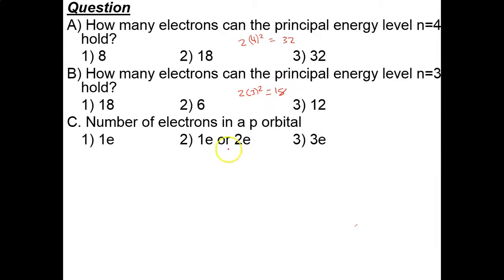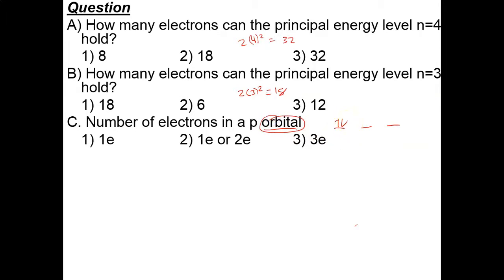Number of electrons in a p orbital. So how many can p hold? Well, any orbital has a maximum of 1 or 2. You could have 1 up, 1 down. It said orbital. It didn't say subshell. If it said subshell, then technically you could hold a total of 6 electrons, right? Because 2 per orbital, there's 3 orbitals. But in this situation, it just said a single orbital. So be careful with the wording.